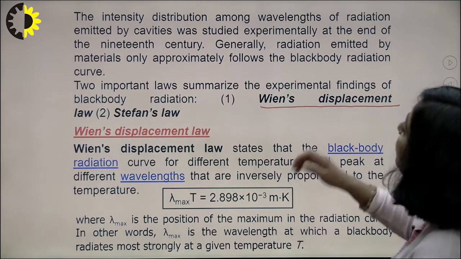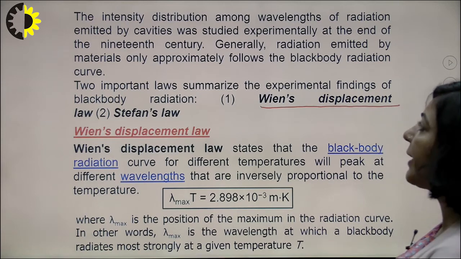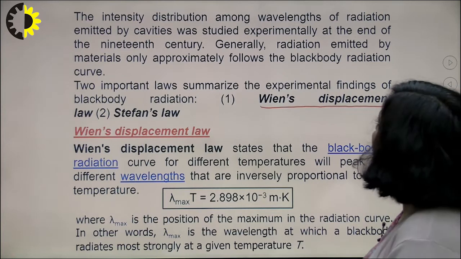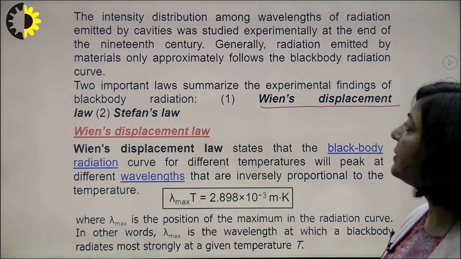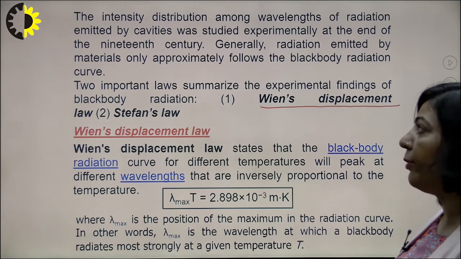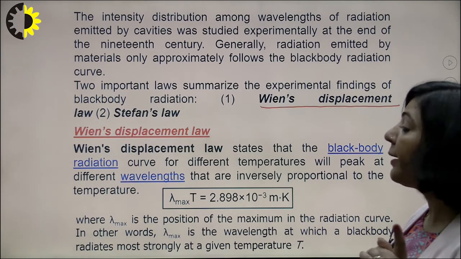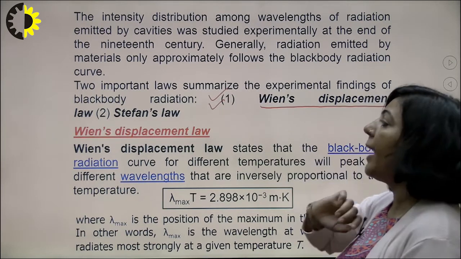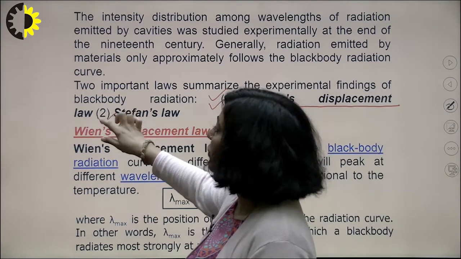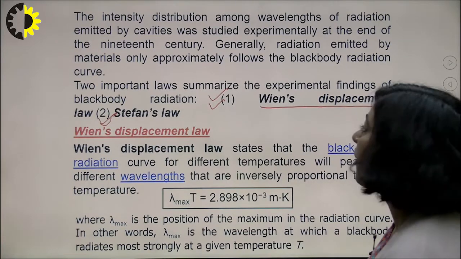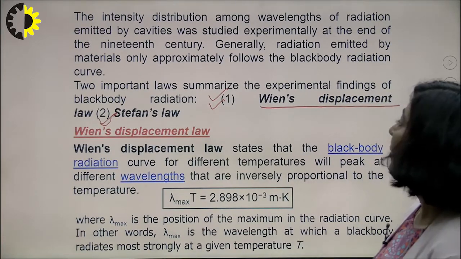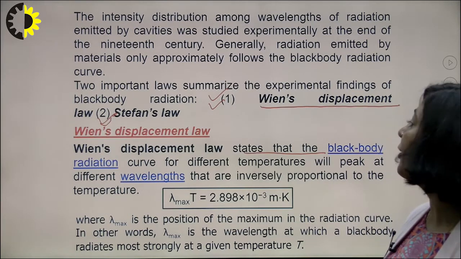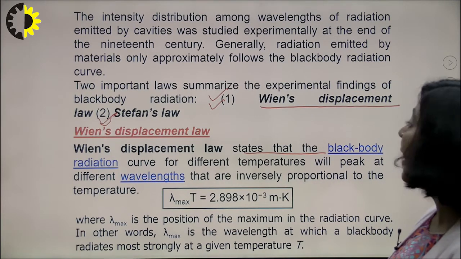The intensity distribution among wavelengths of radiations emitted by cavities was studied experimentally at the end of the 19th century. Generally, radiation emitted by materials only approximately follows the black body radiation curve. Two important laws were summarized: the first is Wien's displacement law and the second is Stefan's law. First I am taking Wien's displacement law. What does it suggest? Wien's displacement law states that the black body radiation curve for different temperatures will peak at different wavelengths.